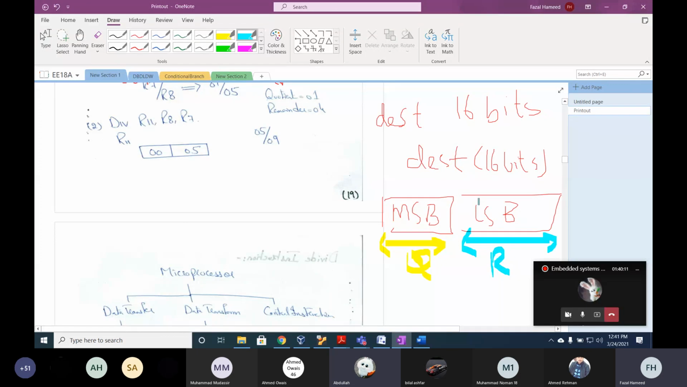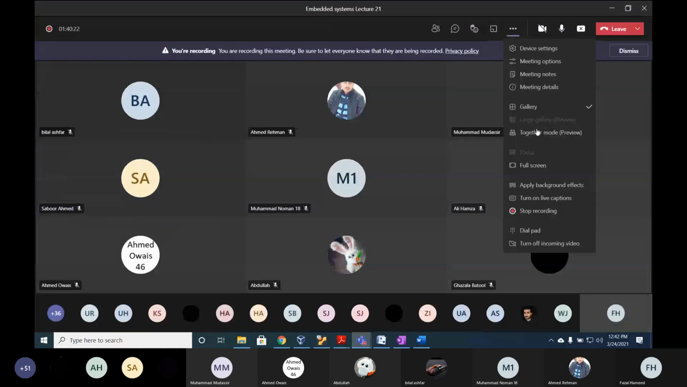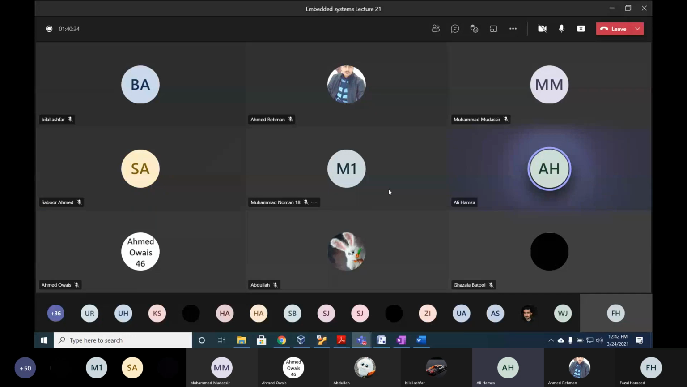So this architecture also supports our divide instruction. Any question regarding today's lecture? Sir, if a 16-bit destination is not available.